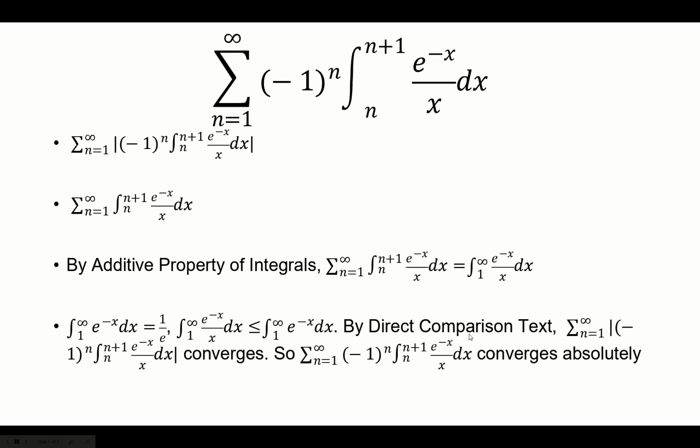And so by the direct comparison test, it converges. Basically, we found something bigger that converges. That is the integral from 1 to infinity of e to negative x dx. So anything smaller will also converge. And that's by the direct comparison test. So this converges absolutely.